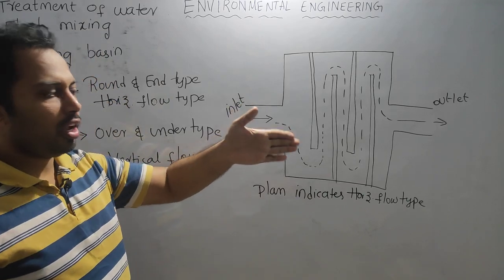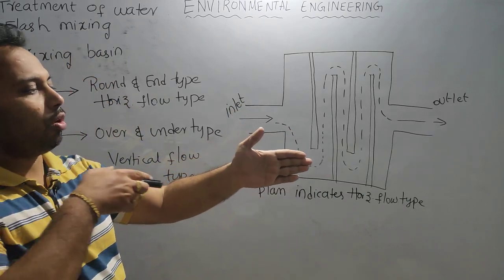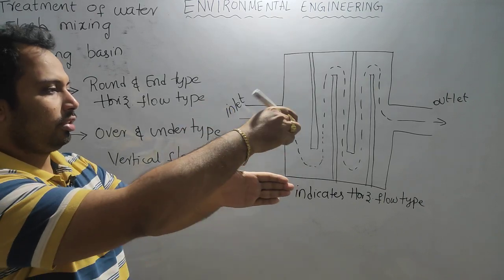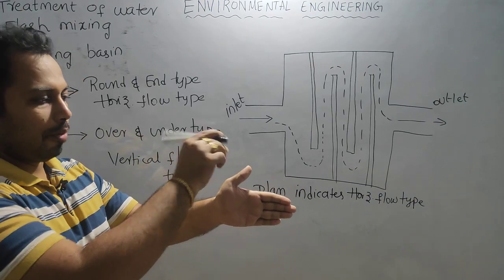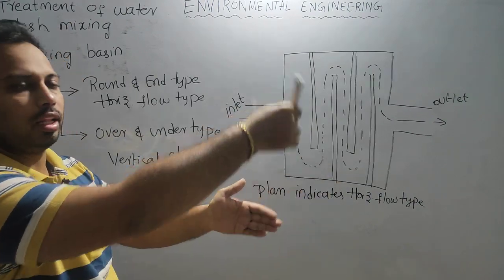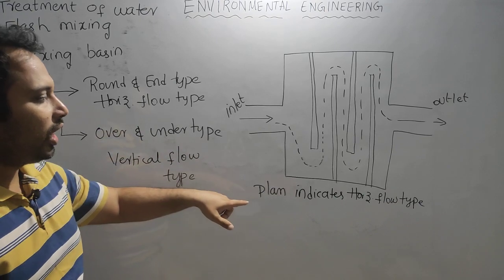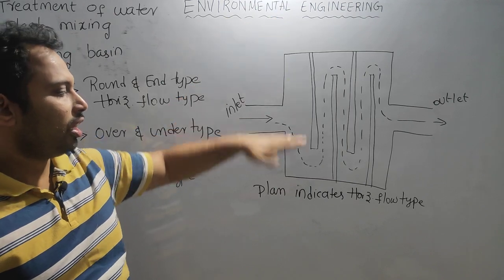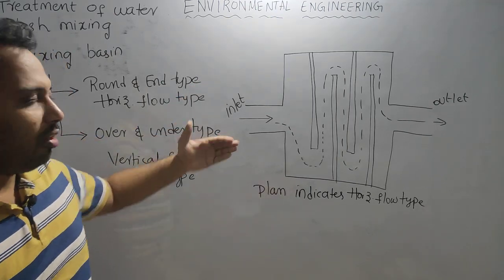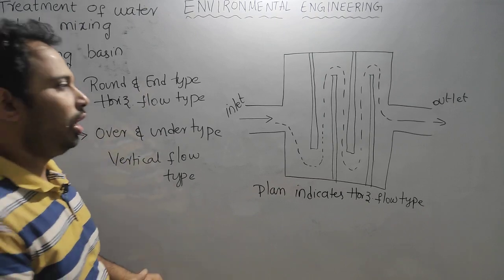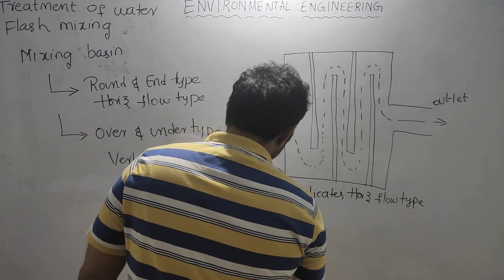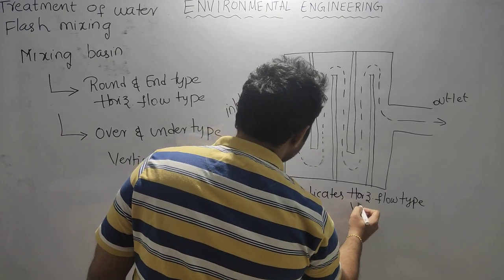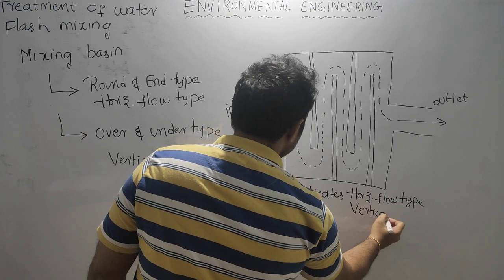If you look at the same thing in a vertical plane, this is the entry of the water, and now the water travels up and down, over and under. If you look at it as an elevation, it indicates the vertical flow type.